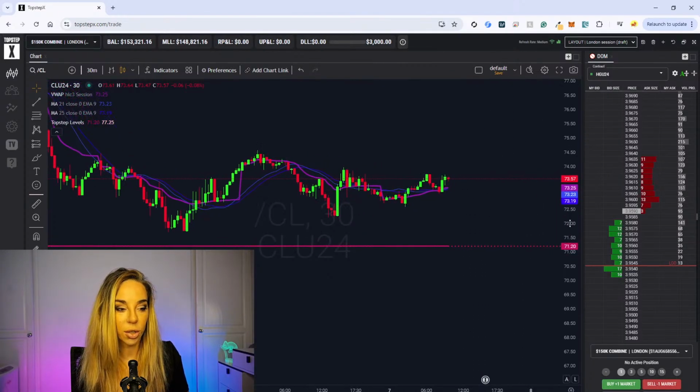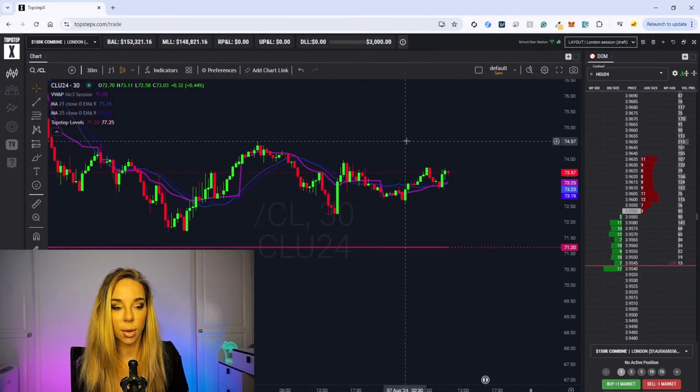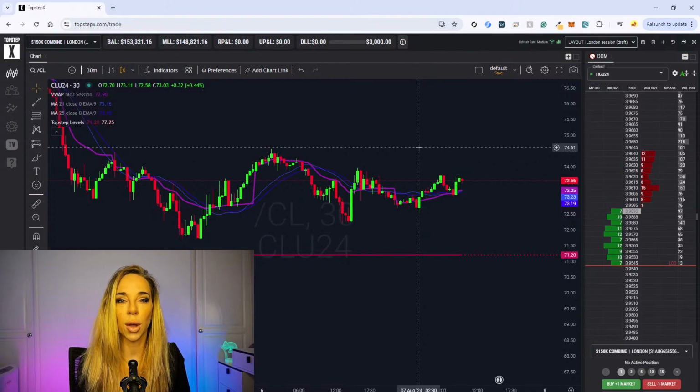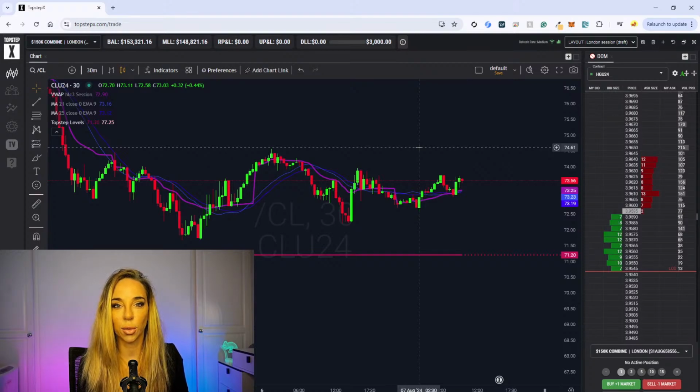So Topstep continues to bring us some innovative features. And I mean, on which other platform do you actually have coaches levels that, you know, we're actively watching? We're active traders. We are using those levels ourselves.